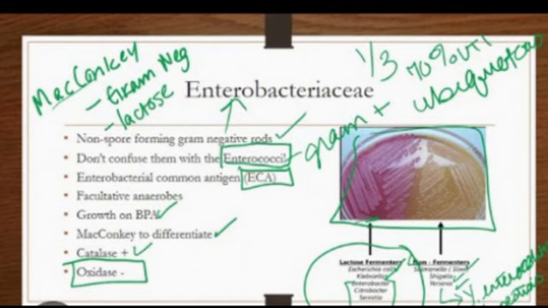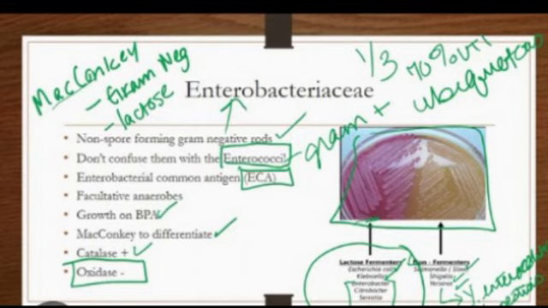Urease: Proteus vulgaris positive, Proteus mirabilis positive, Morganella morganii positive, Providencia alcalifaciens negative, Providencia stuartii positive or negative, Providencia rettgeri positive. H2S production: Proteus vulgaris positive, Proteus mirabilis positive, Morganella morganii negative, Providencia alcalifaciens negative, Providencia stuartii negative, Providencia rettgeri negative. Ornithine decarboxylase: Proteus vulgaris negative, Proteus mirabilis positive, Morganella morganii positive, Providencia alcalifaciens negative, Providencia stuartii negative, Providencia rettgeri negative.